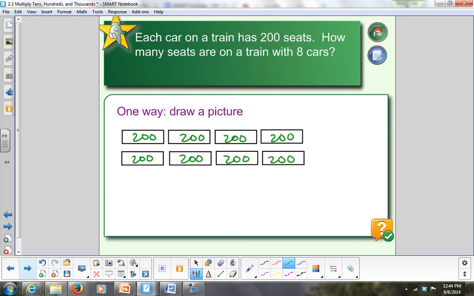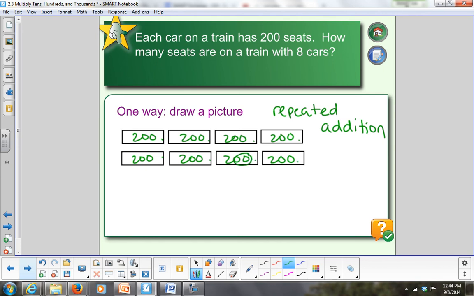All right, so multiplication, as we know, is just repeated addition, right? So if I add something over and over and over, that is basically multiplication. So that is one way we can do it. We can draw pictures and add them. Okay, so we can multiply 8 by 200 just by saying 2, 4, 6, 8, 10, 12, 14, 16, and then I have hundreds, right, for 1600.